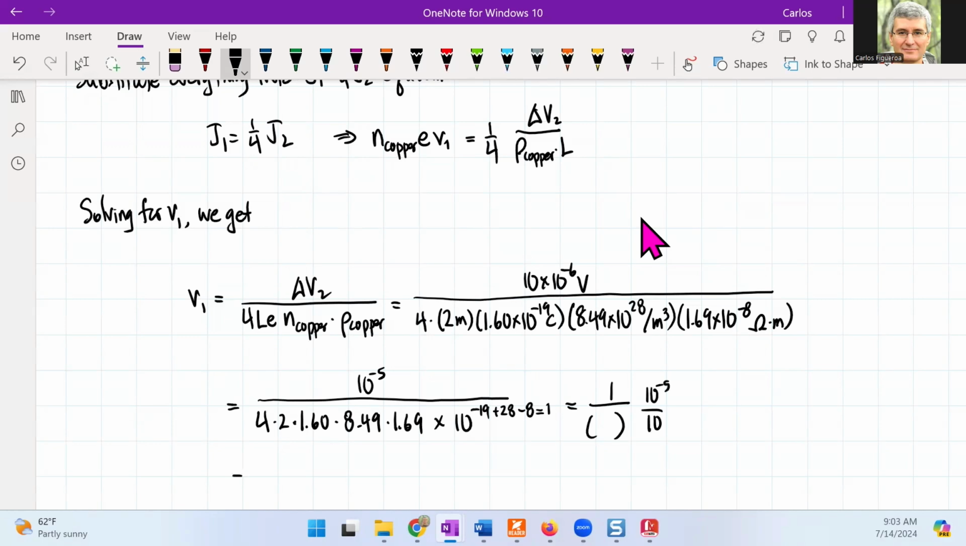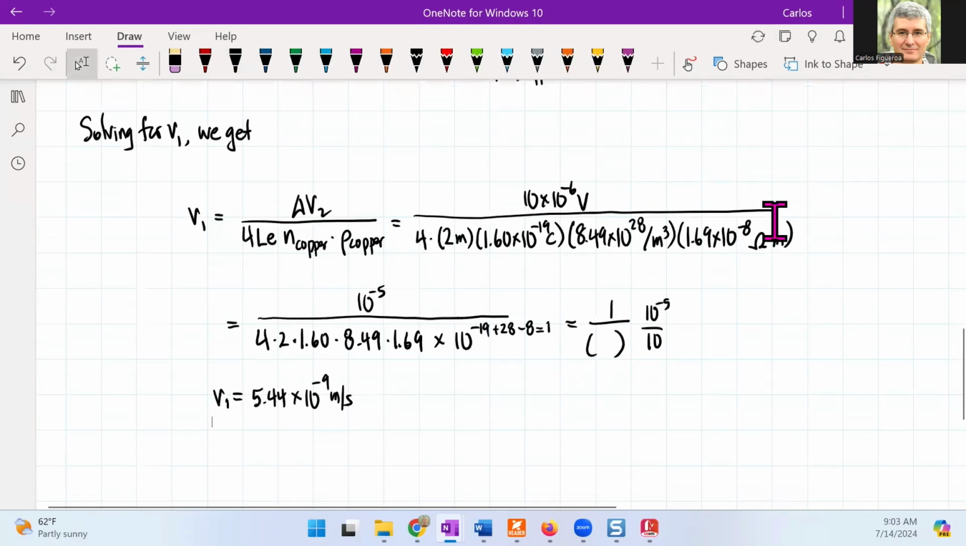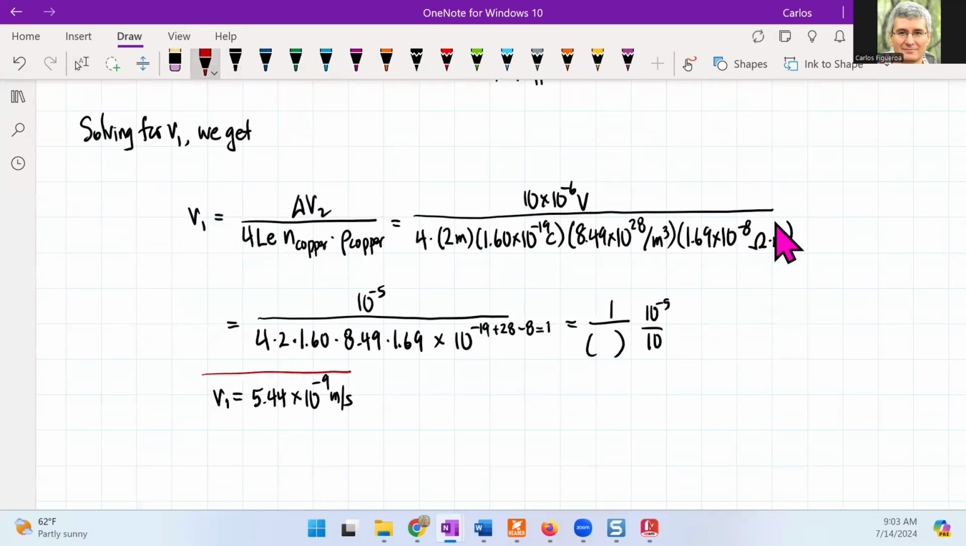But if you put everything into the calculator, I get 5.44 times 10 to the minus 9 meters per second. So if I look at this, I now have my drift speed.